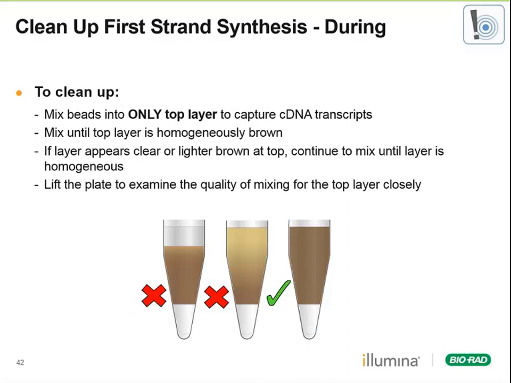Because we're working the layers, it's a little bit harder to mix them, so you want to visually confirm that you don't see any clear space at the very top and that you don't see any sort of a gradient in your beads. For best binding, you want them to be a nice, even layer of brown before moving on, and so keep mixing if you don't see that, and make sure to visually confirm this closely at this step.